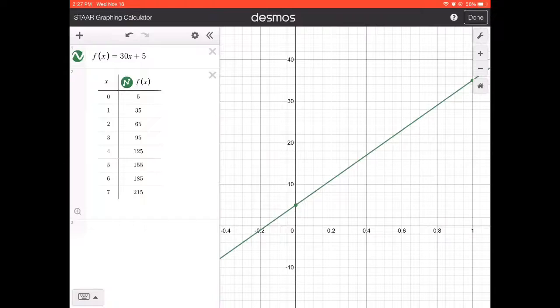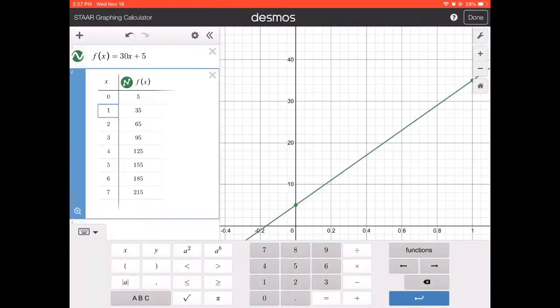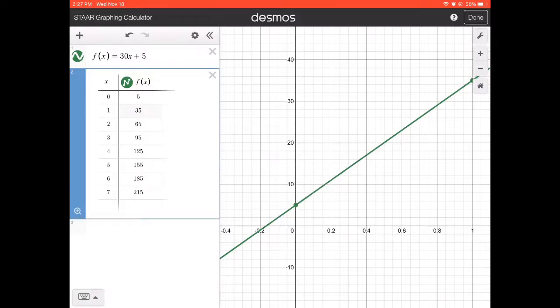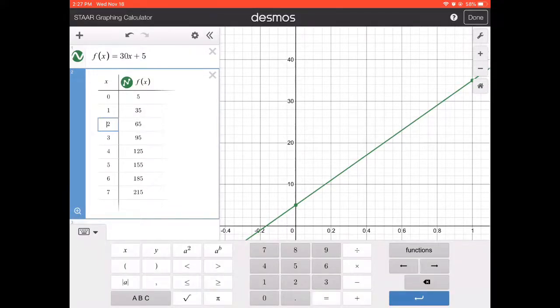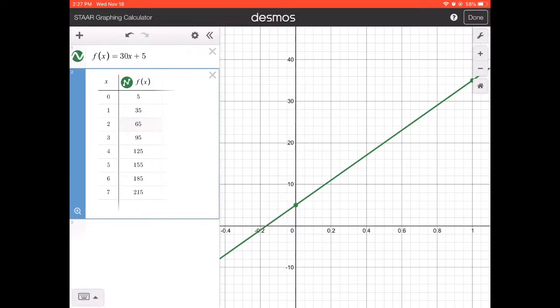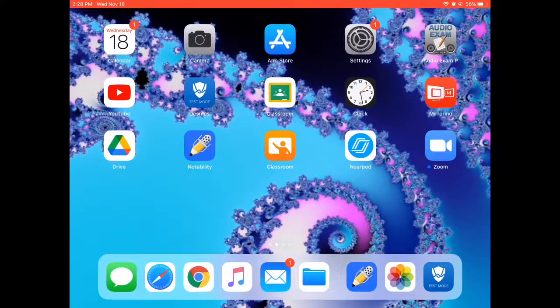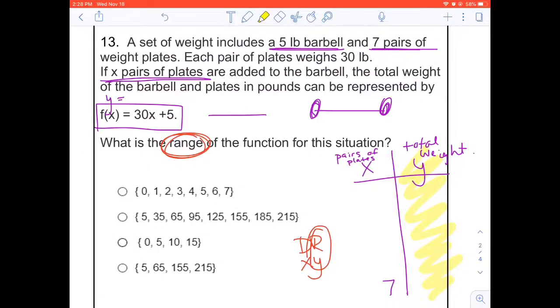When we have 1 pair of plates, 1 on each side, that means that we're lifting a total of 35 pounds. Then we put another pair of plates on, and that means we're lifting a total of 65 pounds. Nothing is happening between the 1 and the 2 pairs of plates. It's either 1 or it's 2. We're not putting on 1 1/4 or some fraction of a plate. So that is why our answer is looking like discrete data. So we're going to pick the one right here that had all of those y values.